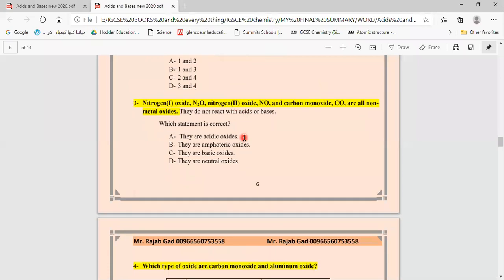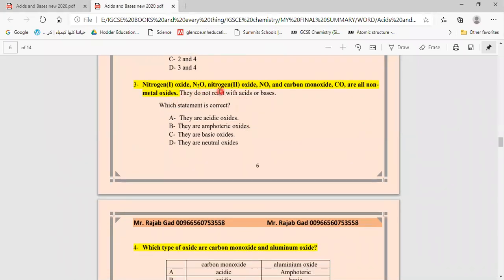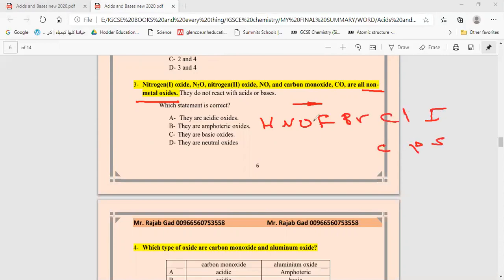Number 3. Nitrogen monoxide, N2O. Nitrogen oxide, or nitric oxide NO, and carbon monoxide, all are what? They are non-metallic oxides, because nitrogen, if you remember, I told you what non-metals are. If you go to the periodic table, you can find them on the right side. I can find here carbon, I can find here nitrogen, and so on.